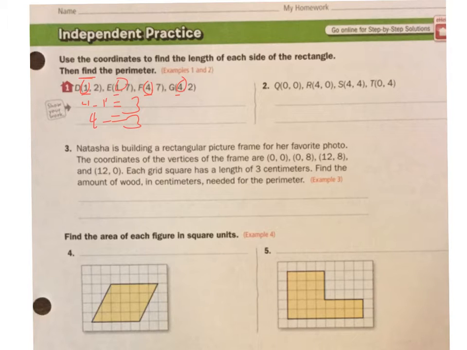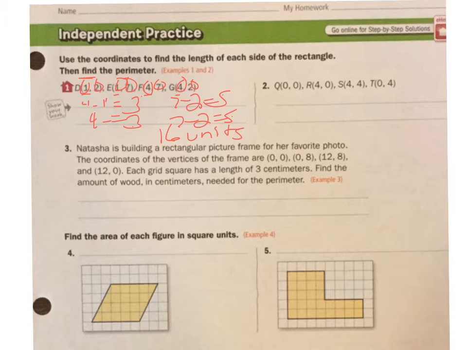And then for my y's, 7 minus 2 equals 5. And here I have 7 minus 2 equals 5. So then I add these all up: 3 plus 3 plus 5 plus 5. Well, 5 plus 5 I know is 10, and 3 plus 3 is 6. I add it all together, I get 16 units is the perimeter.